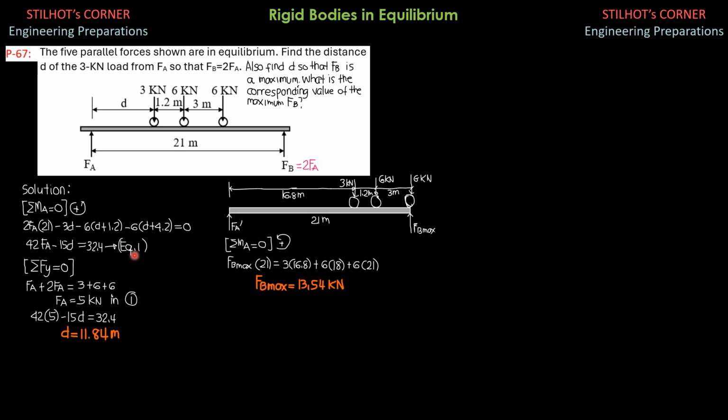Call that equation 1. Then summation forces Y equals 0, FA plus 2FA equals the sum of these vertical downward loads, so 3 plus 6 plus 6. So FA from this equation, 3FA equals 15, so 15 over 3, FA is 5 kilonewtons. Having found FA, we substitute into equation 1 to solve for D. 42 times 5 minus 15D equals 32.4. So solving for D, D is 11.84 meters.